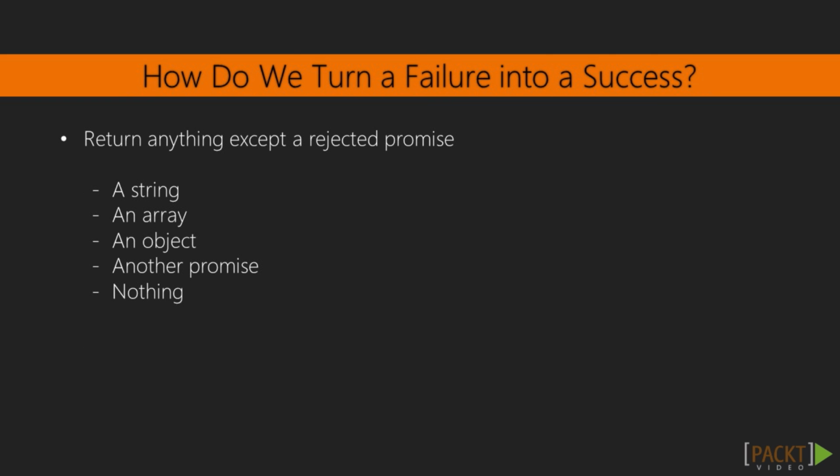So how do we turn failure into a success? Well, that's pretty straightforward. All we need to do is to return anything that is not a rejected promise. Whether we return a new promise, which as you know means we are continuing the asynchronous flow, or any other type of value, which, as we have seen in video 2, changes the resolution value in the next promise. Anything works so long as it is not a rejected promise.